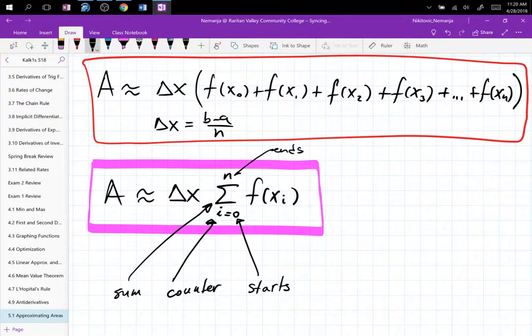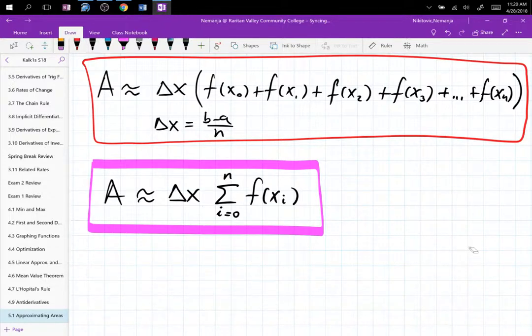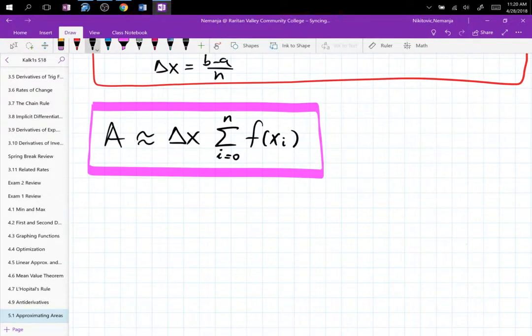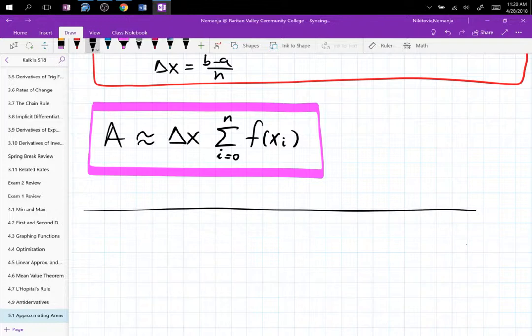This is called summation notation. And as the last part of 5.1, we are going to discuss and talk about summation notation. So I'm going to remove these now, and I'll add them again once I talk about it. So summation notation.